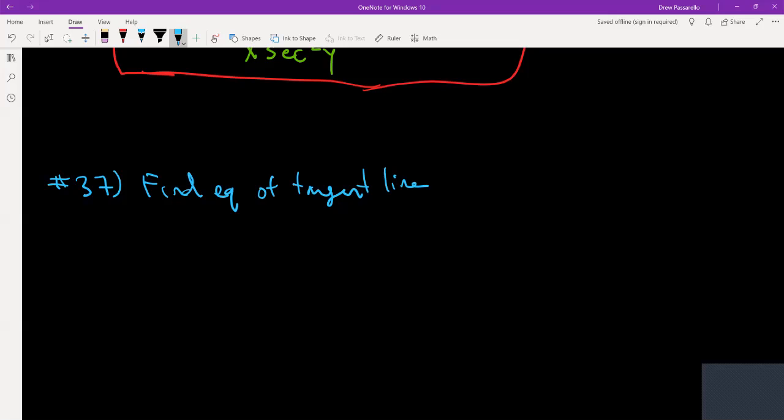Right, and we're going to use implicit differentiation. So the equation is (y minus 3) squared equals 4 times (x minus 5). And the point where we're finding the tangent line is going to be (6, 1).